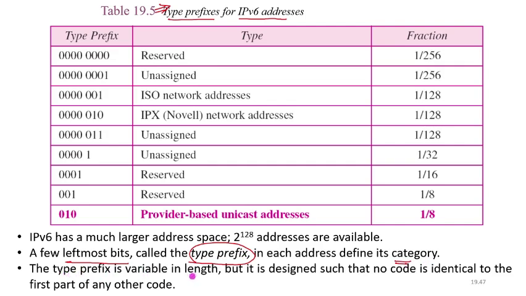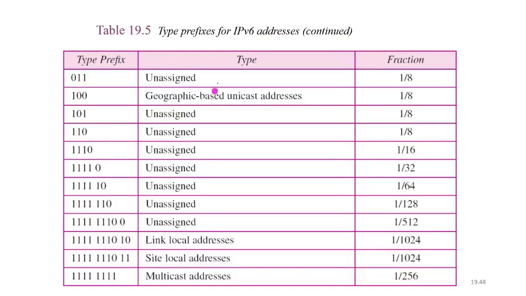The type prefix is variable in length, but it is designed such that no code is identical to the first part of any other code. So the type prefix specifies, for example, if the leftmost 8 bits are 00000000, it will be considered a reserved type of address. So these are the different type prefixes available for IPv6 addressing.